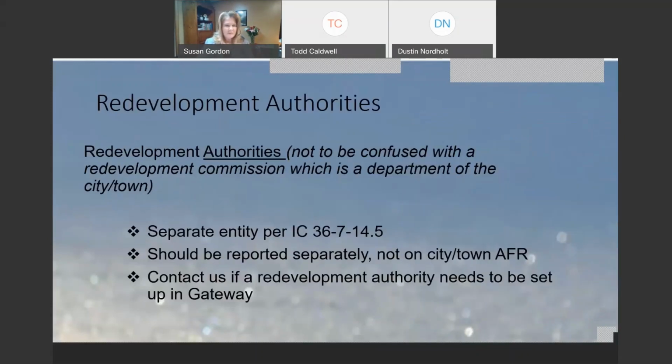And then redevelopment authorities, those are not redevelopment commissions. A redevelopment commission is a department of your city or town. A redevelopment authority is a separate entity in the statutes. And so that needs to be reported separately and not on the city or town AFR. It gets an AFR all of its own. So please contact us if you have a redevelopment authority that needs to be set up separately in Gateway.